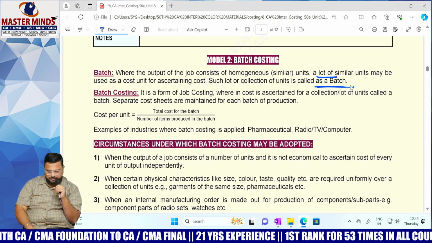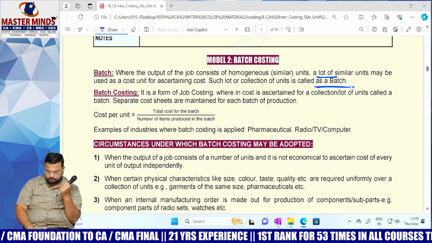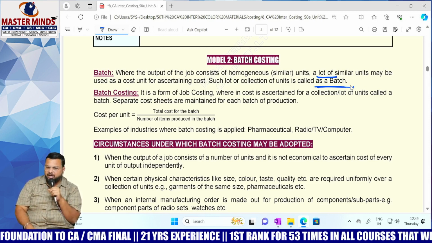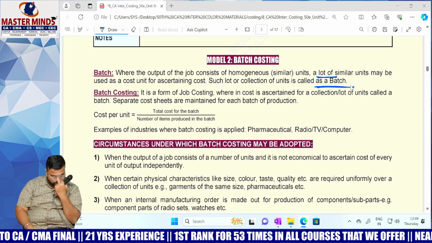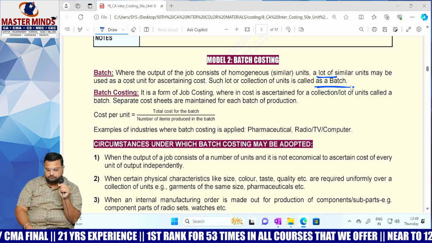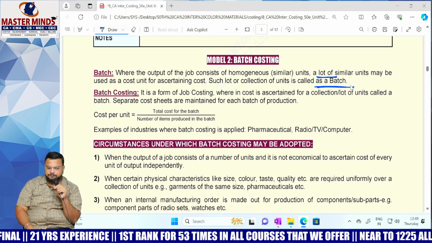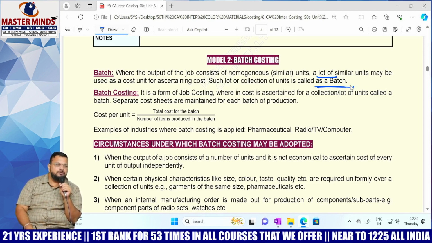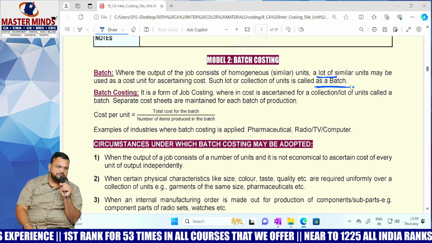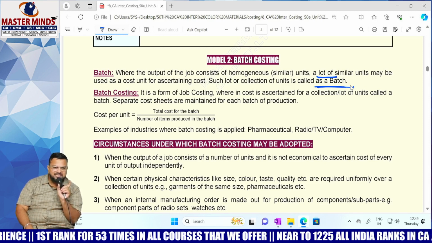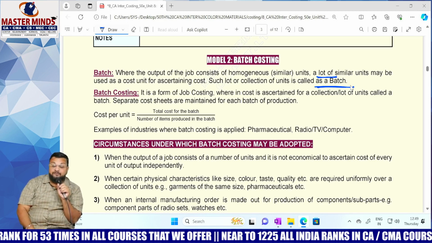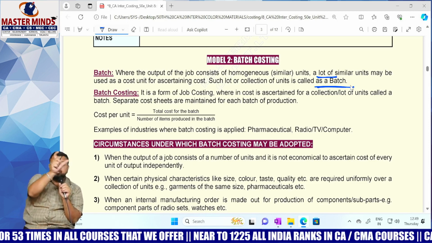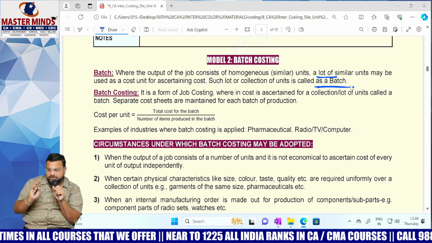Next, batch costing. It is a form of job costing wherein the cost is ascertained for a collection or a lot of units called a batch. So basically, here cost will be determined for a batch. For example, in a batch there are 100 units. If you want to find out cost, you will get cost per 100 units. Now if you want to know cost per unit, total cost for 100 units divided by 100 units. Am I clear?